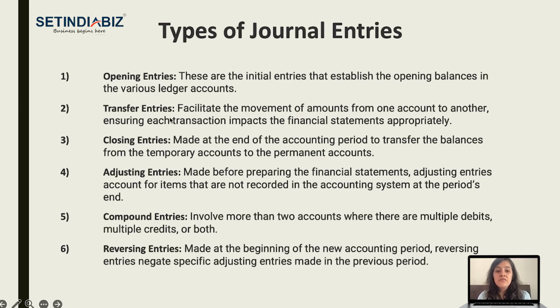Transfer entries facilitate the movement of amounts from one account to another, ensuring each transaction impacts the financial statements appropriately, right? So transfer entries are like this. Whenever I'm bringing cash to the company as capital, two accounts are being affected. Capital account is being credited, cash account is being debited. Cash, again, is an asset increasing, so it will be debited, right? Capital is a liability, right? It will be credited. Then closing entries.